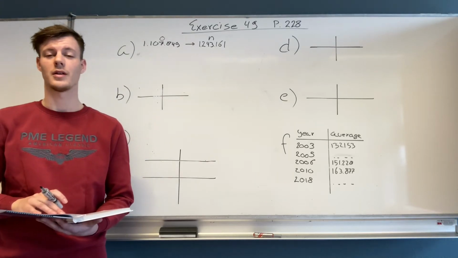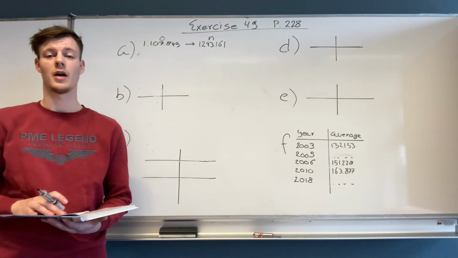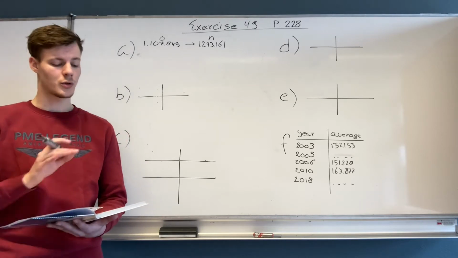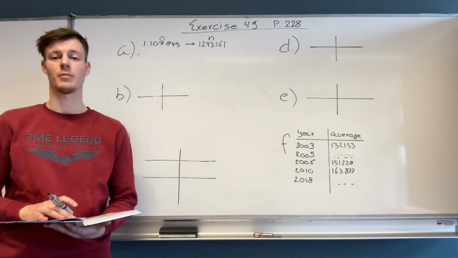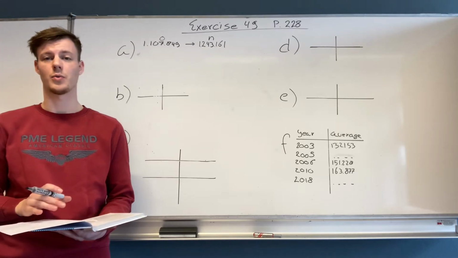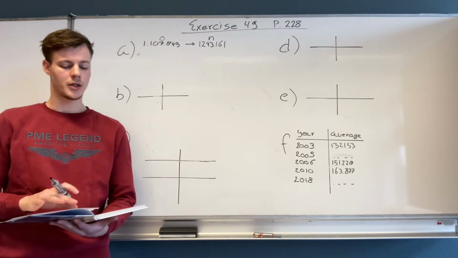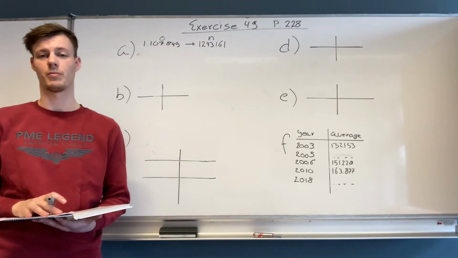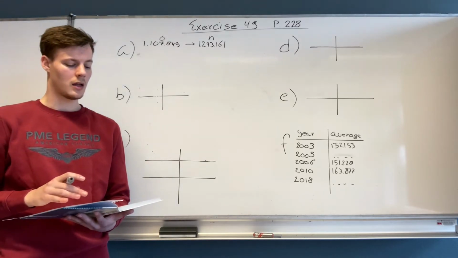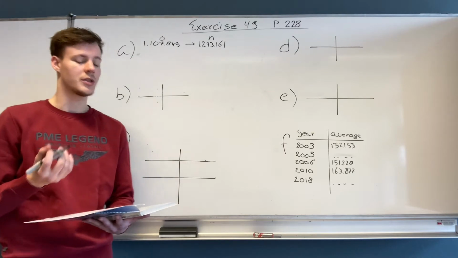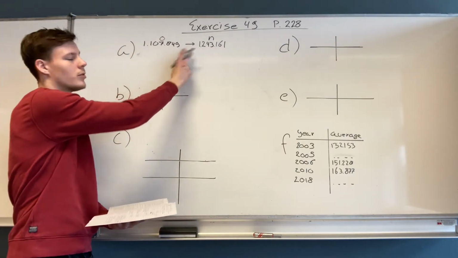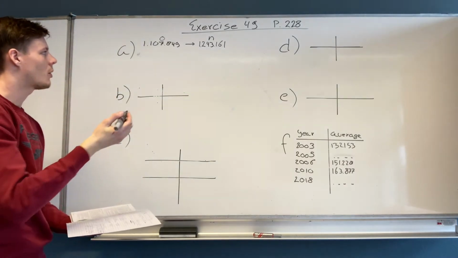Hello everyone, in this video I'll be discussing exercise 49 on page 228. This question is about calculating percentages in all different kinds of ways. In the first question, it's about the increase of the number of inhabitants of the province Utrecht, and they want to know the percentage increase from roughly 1.1 million to 1.2 million. So how can we do this?